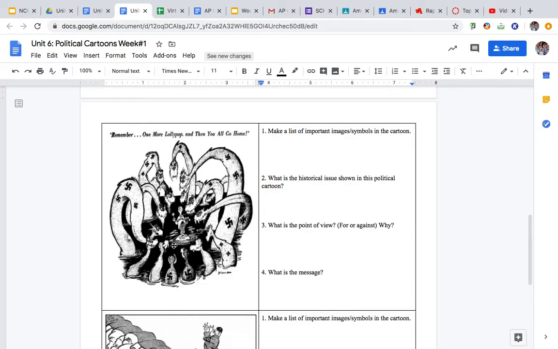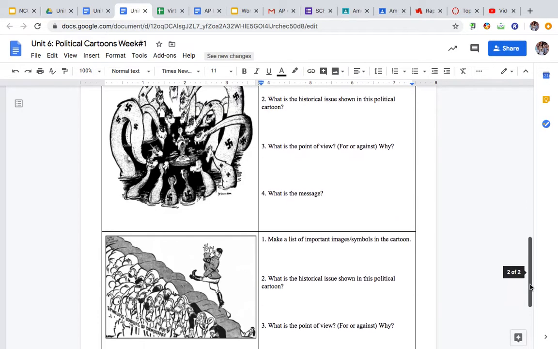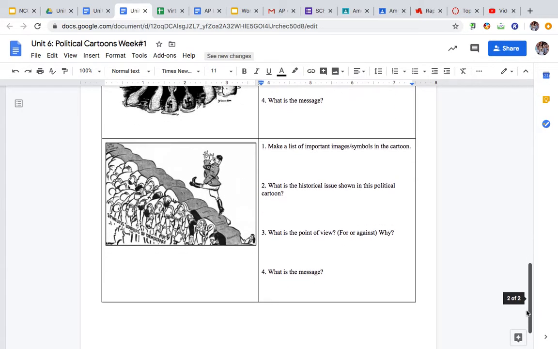Again, hint, look at this guy's shirt. So you could either put appeasement here or the official name of the agreement. Either one would work. Is it for it or against it, and why? Again, guys, according to this cartoon, it could literally go either way. So your why is going to help you answer the for or against, and tell me what's in the message, what's going on in this cartoon.